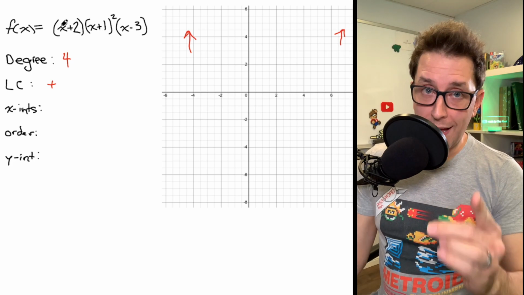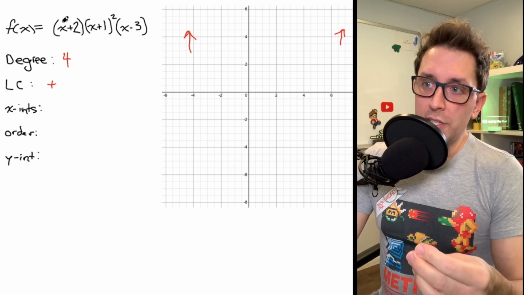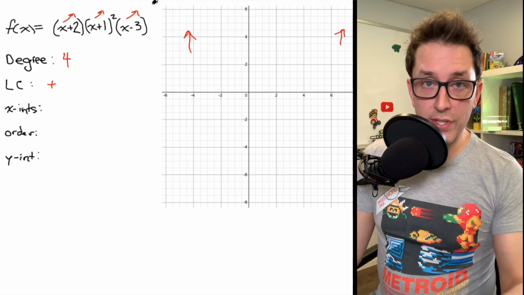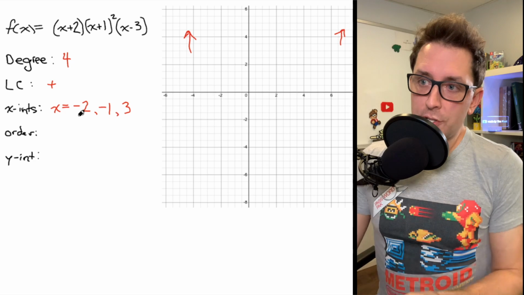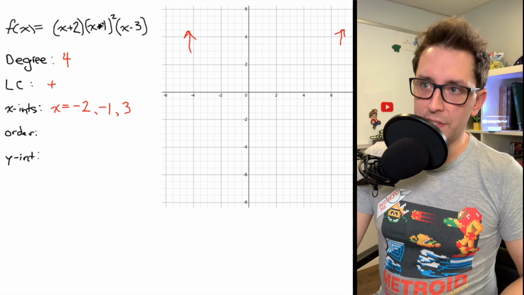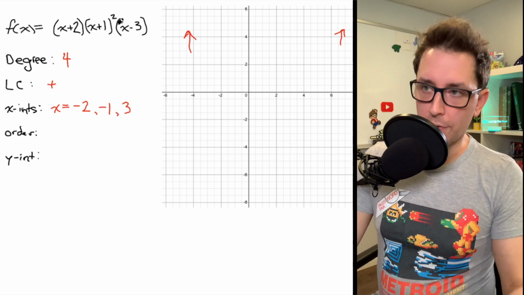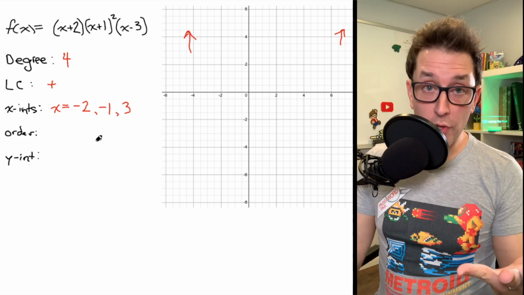But since we're working with a factored form function here, the easiest way to do that is just ask yourself what value makes each of these sets of brackets equal to 0. As it turns out, the x-intercepts will just be the opposite sign of the second term in each set of brackets. Okay, so -2 for the first one, -1 for the second one, and 3 for the last one. So those are our x-intercepts.